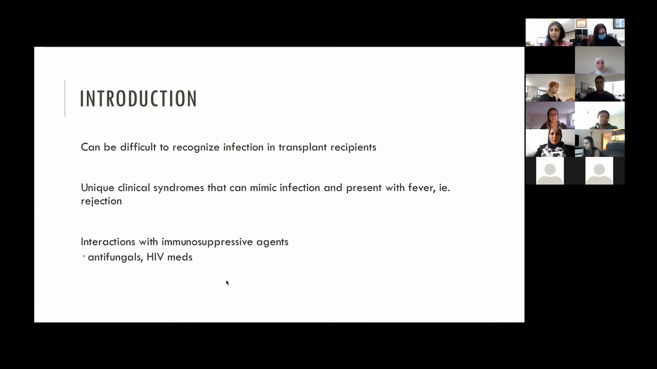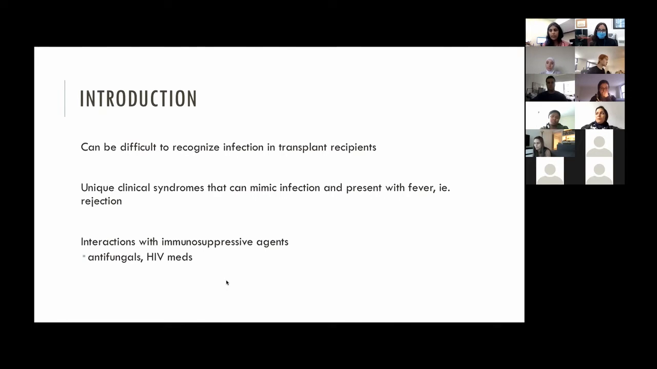So why does transplant ID even exist? Why is transplant ID a subspecialty of infectious diseases? For those of you who have seen transplant recipients, you know that it can be pretty difficult to recognize infection. Not every transplant recipient who has an infection may present with a fever. And sometimes they can have fever, but it may not be infection, right? It could be something else like rejection. There are also other unique nuances to the management, given the drug-drug interactions, and we'll talk a little bit about that today.